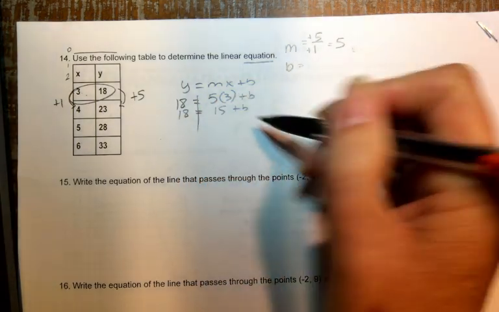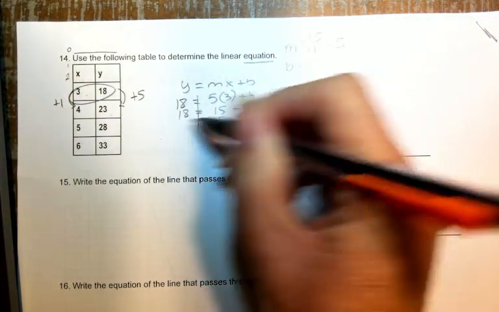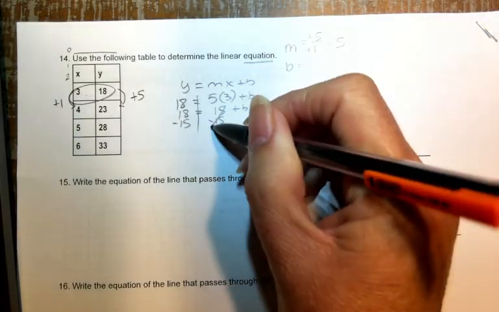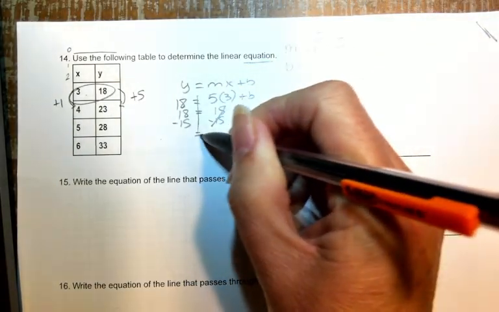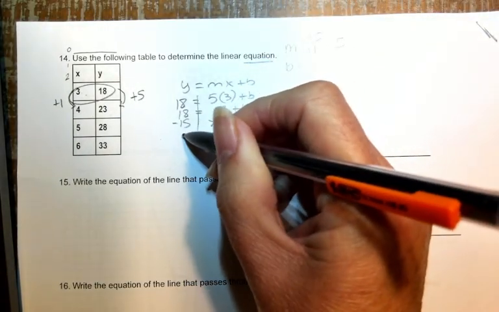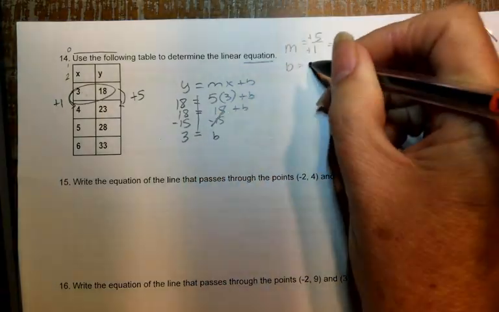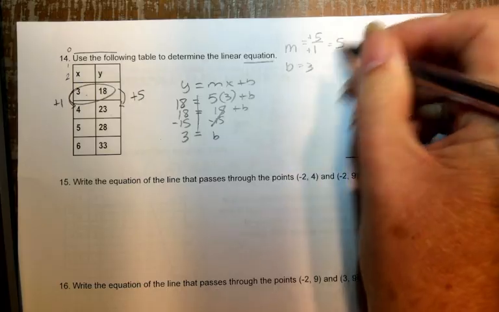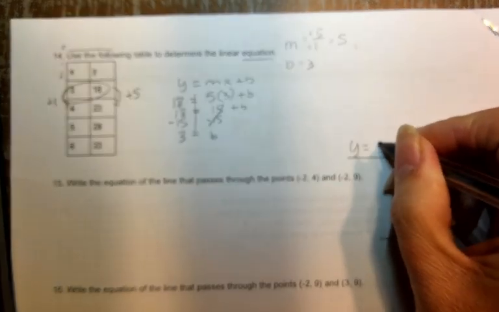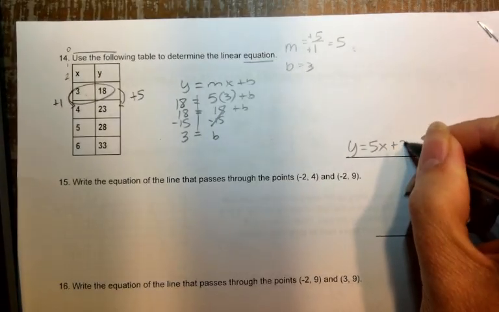Now we're isolating b, so we're doing the inverse to move it to the other side by combining our like terms. That's our 0 pair. We're left with b, and 18 minus 15 is 3. So now we have our m and our b. So our equation is y equals 5x plus 3.